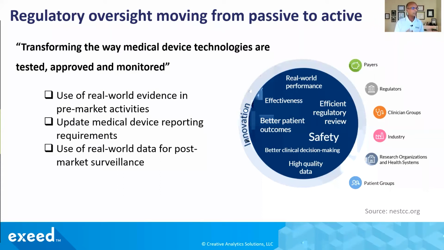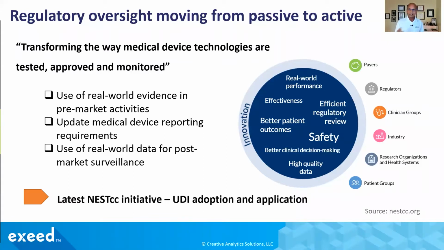Use of real-world data for post-market surveillance. Post-market surveillance from a regulatory perspective. What would they want to do? The last one is UDI adoption and application. They're starting to talk about it. Very difficult subject and still probably years away before it's implemented. But when it's implemented and you link UDI to medical health records and information, guess what happens? You have a very clear line of visibility and line of sight to device-specific adverse events. That forms the background rate.